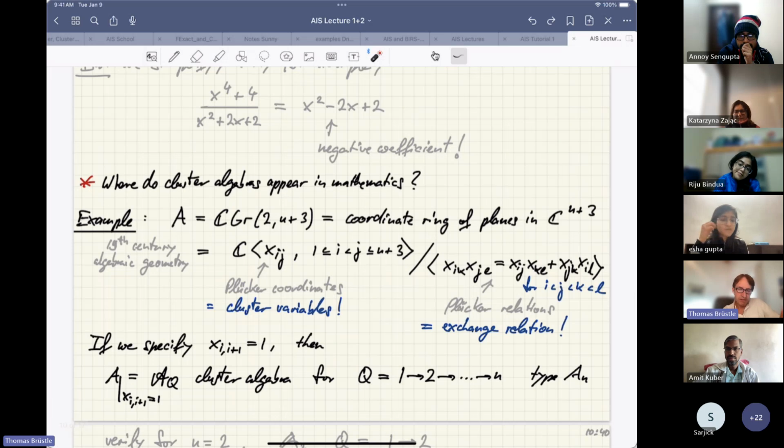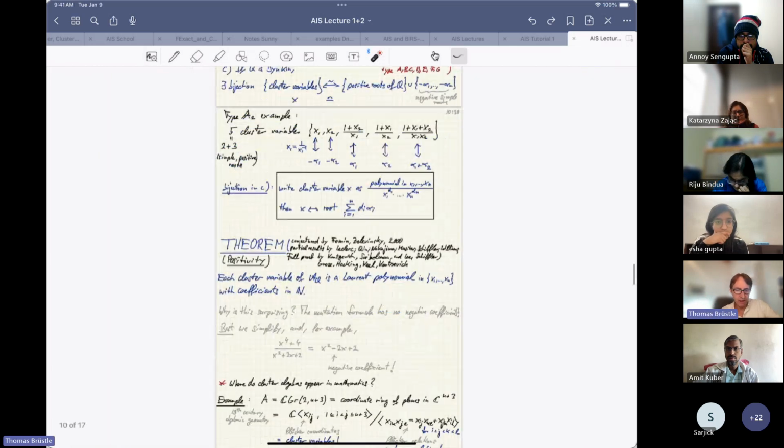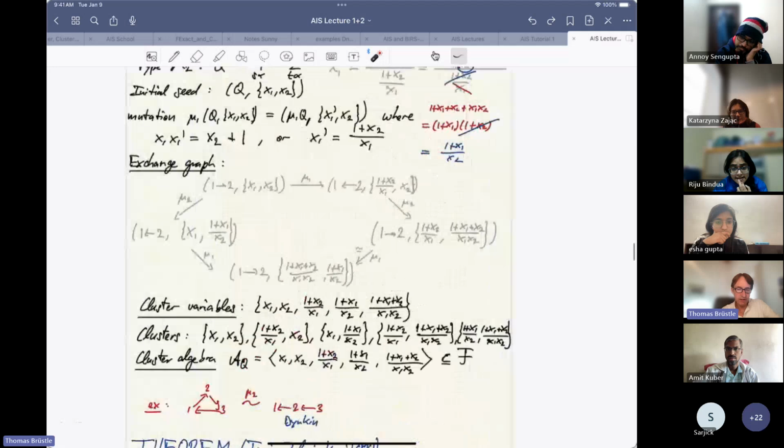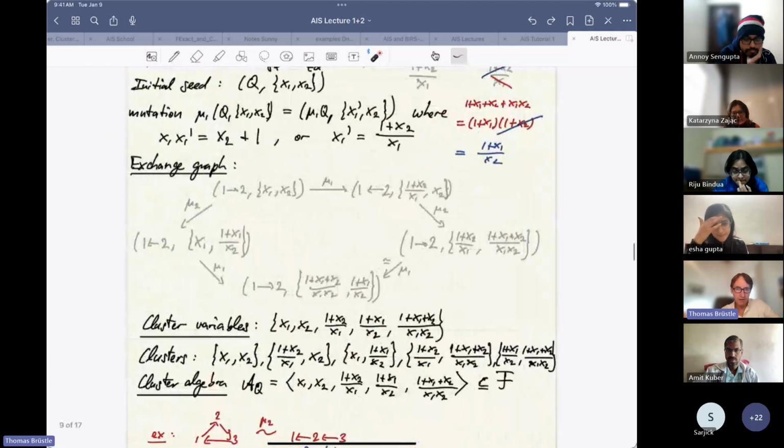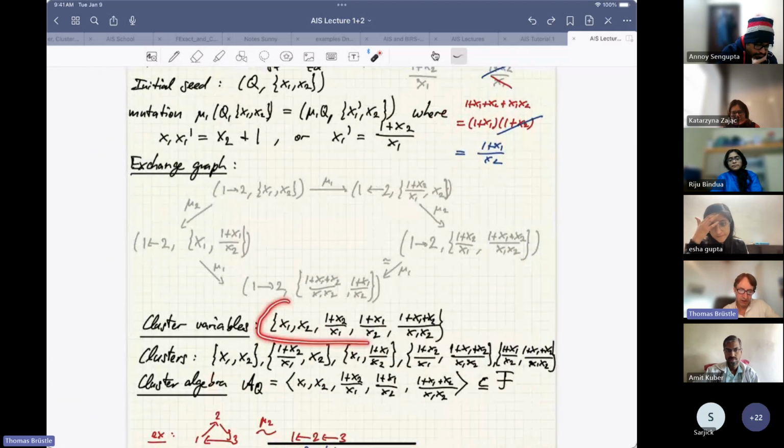Let's verify this for our case. What did we do? We have A2. So let's say n equals 2. This is the only cluster algebra we know so far. So this is our calculation here, right? So let's do A2. We know what the cluster variables are. We know the exchange. We know everything.